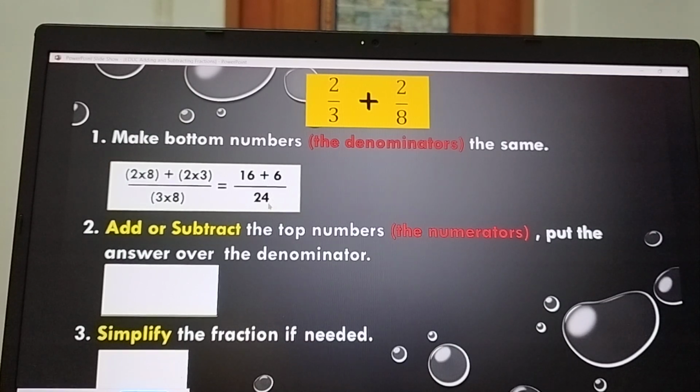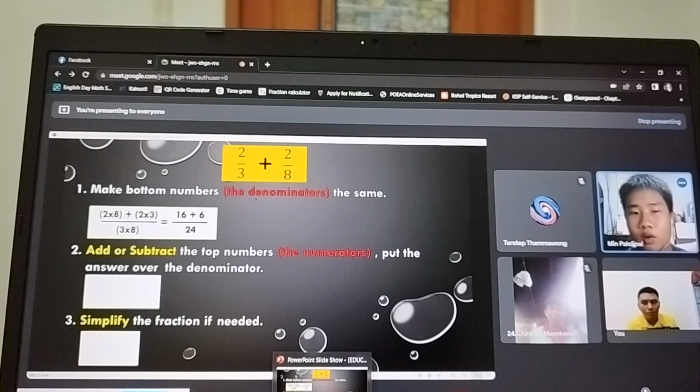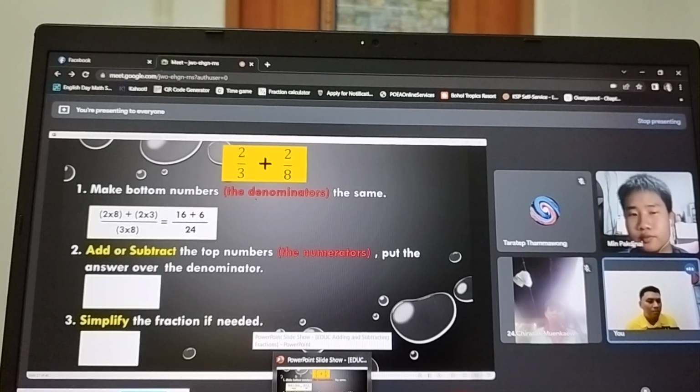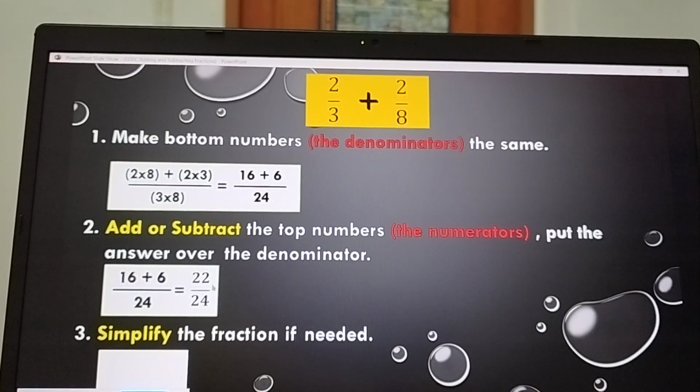Very good. Step 2. Add or subtract. So, you can see the plus sign. Add the numerators. Pakdinay, 16 plus 6. Over 24. Yes. So, what is the answer? 16 plus 6 is equal to 22 over 24. Okay, very good. So, 22 over 24.